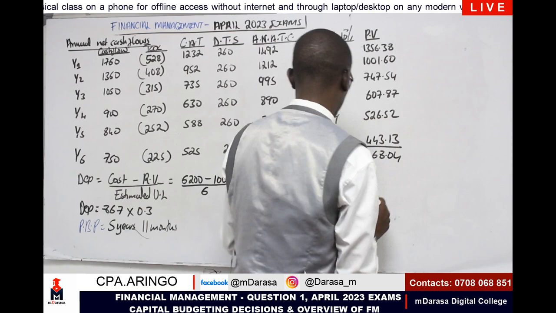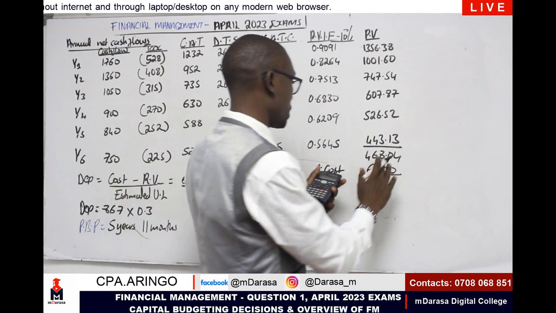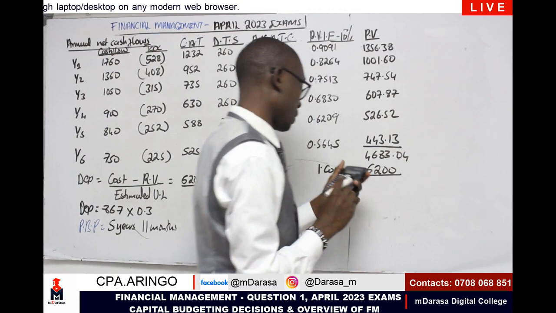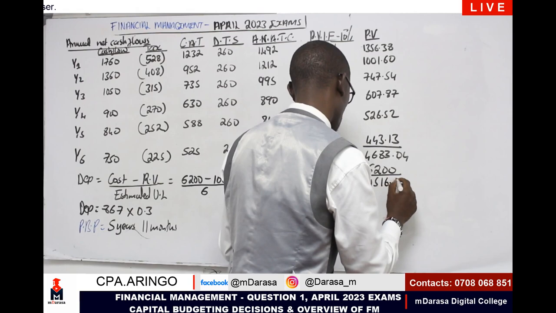Initial cost, my good students, recall it was 6.2. So therefore, what will we be having? In this case, this is 4683.04. Our initial cost is 6.2. So therefore, minus 6.2, I can see I'm having a negative 1516.96 to be our NPV.